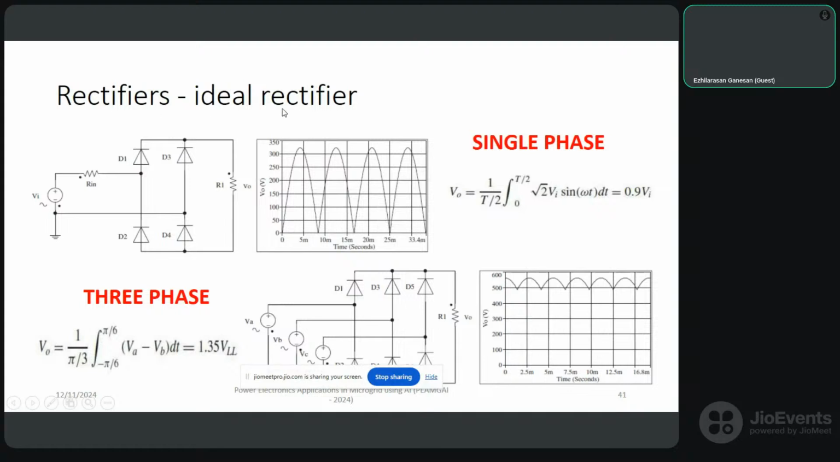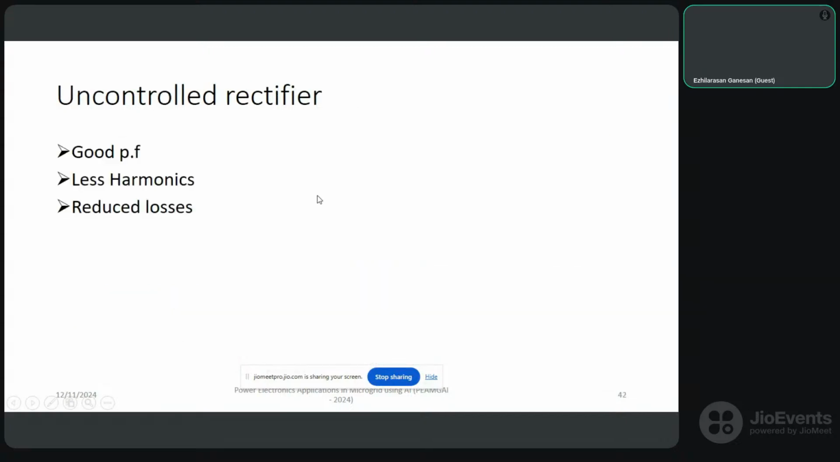So ideal rectifiers are shown here. It is a bridge rectifier. You can see the waveforms, right? For the single phase rectifier you can see the waveform, and for three phase rectifiers also you can see the waveform, right? The difference is that a three phase rectifier will require less filtering because the ripple magnitude is less. Now why we go for an uncontrolled rectifier is good power factor. Power factor will be good, harmonics will be less, and reduced losses will be there.